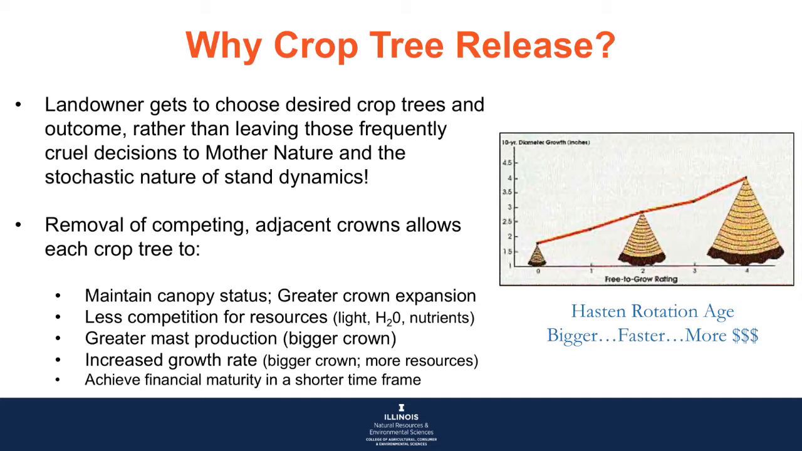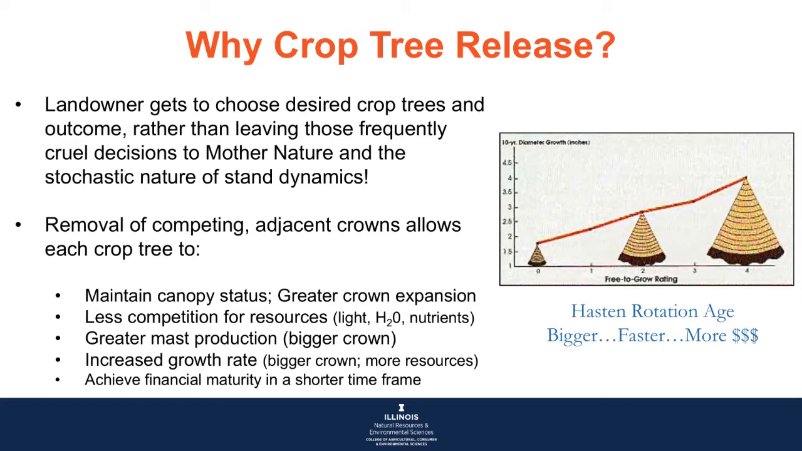And we really don't want a canopy full of honey locust trees and black locusts and American elm and so on and so forth. So another reason for crop tree release is basically what we're doing is we're removing competing adjacent crowns, and that allows our crop trees to maintain canopy status. It also allows greater crown expansion. There's also less competition for resources when we release our crop trees, okay? There's greater mass production, which I've already said. There's an increased growth rate associated with the release of crop trees.